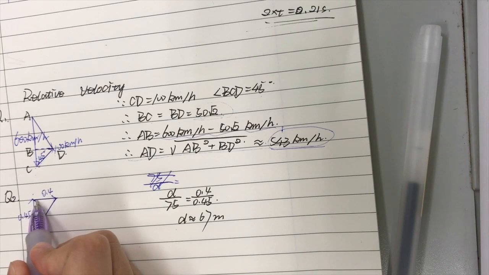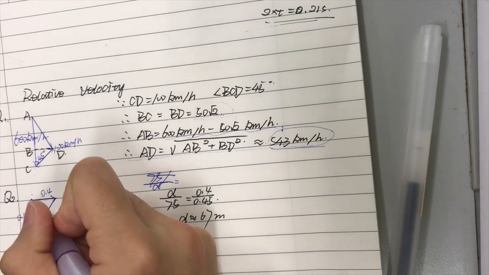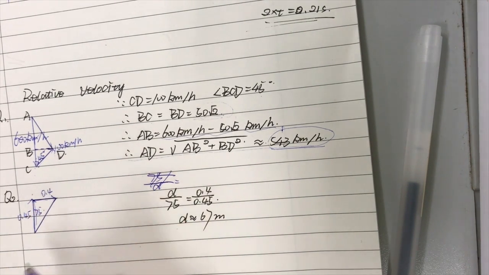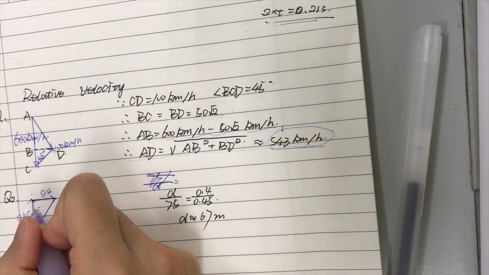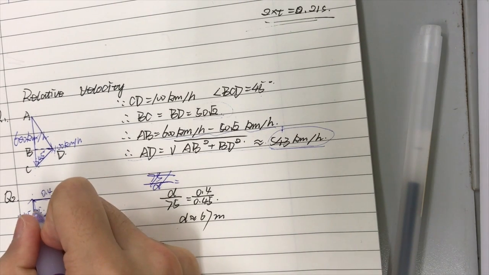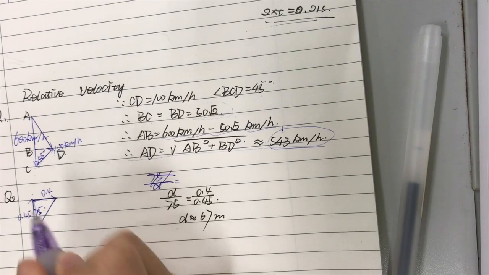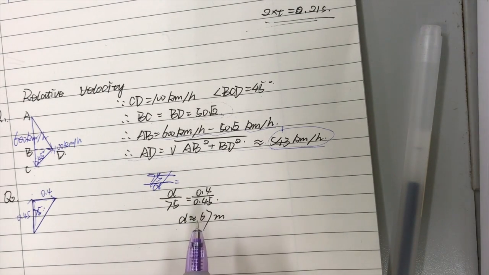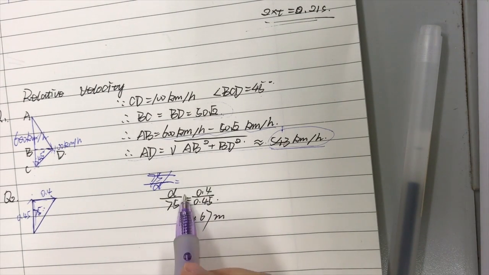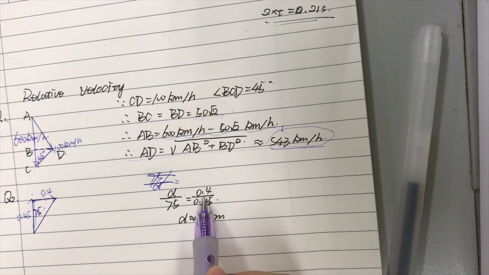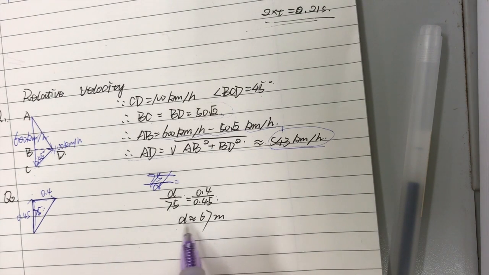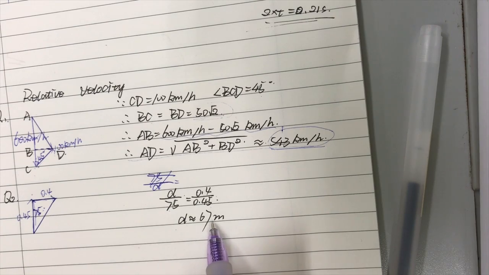We know this length over this length is actually the tangent of this triangle, and this length is about 75, so the proportion is the same. So the displacement over 75 equals 0.4 over 0.45. So we can know the displacement is about 67 meters.